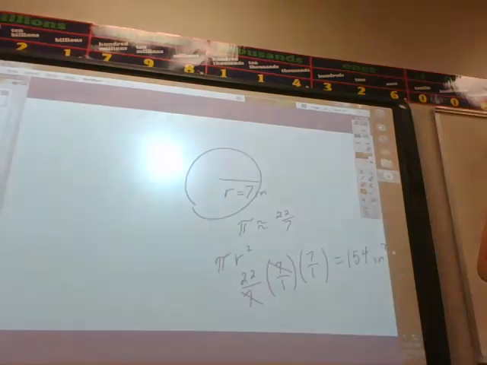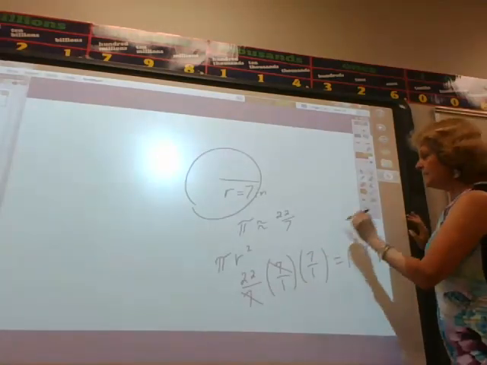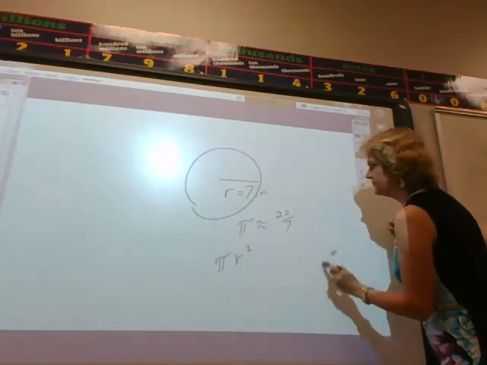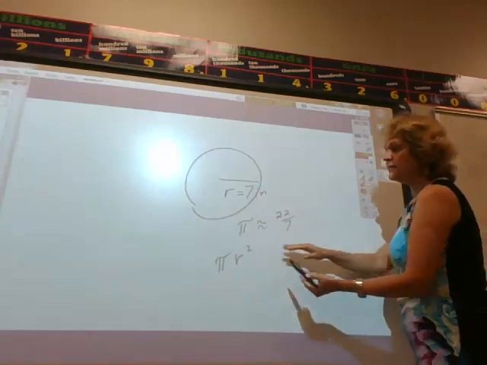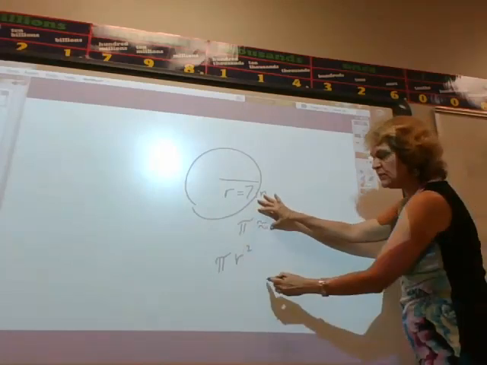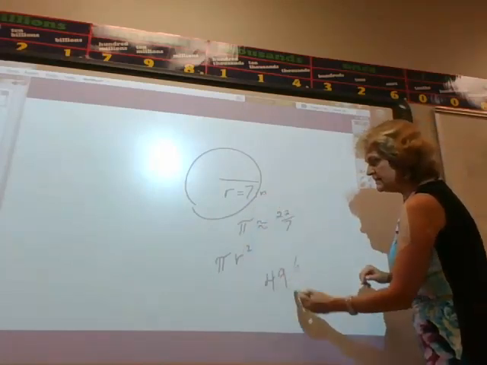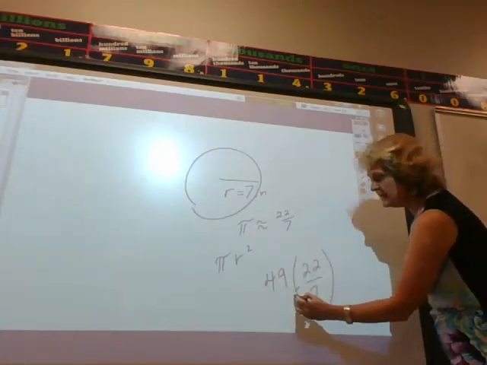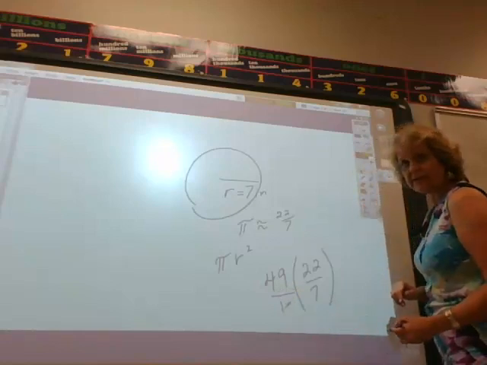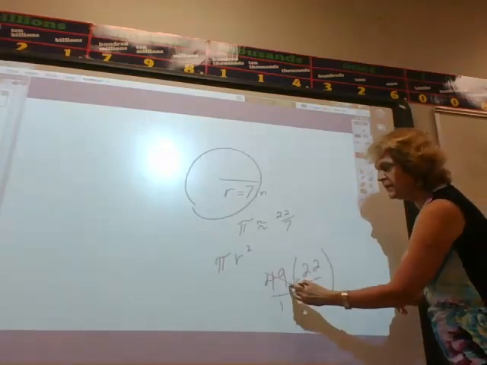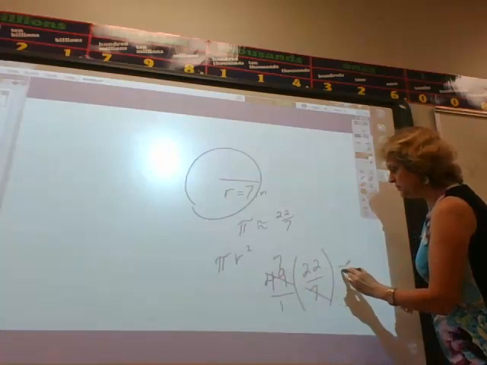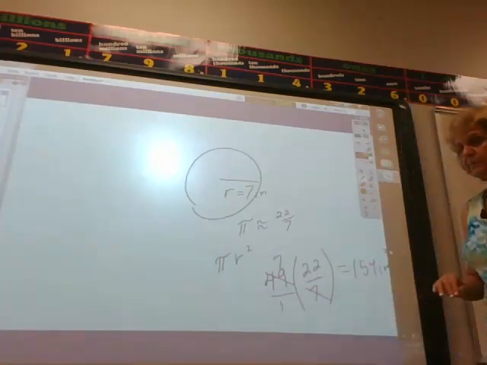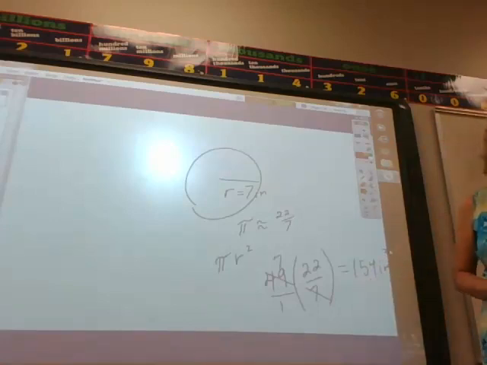Now, another way of thinking about that: if I'm going to do r squared, 7 squared is 49, times pi, and they want me to use 22 over 7. I know that's over 1, so 7 into 49 is 7. 7 times 22 is still 154. So it doesn't matter how you approach that problem as long as you get 154 at the end.